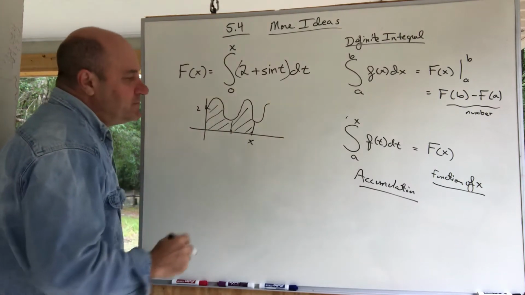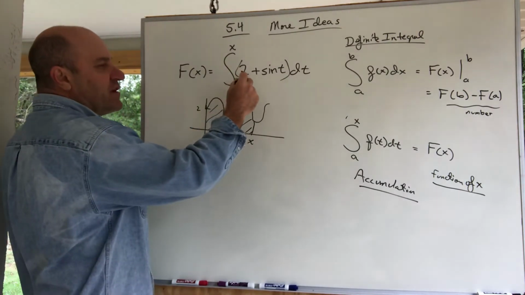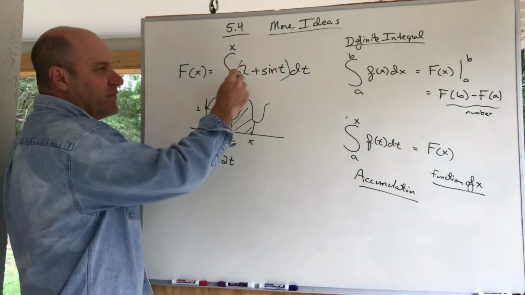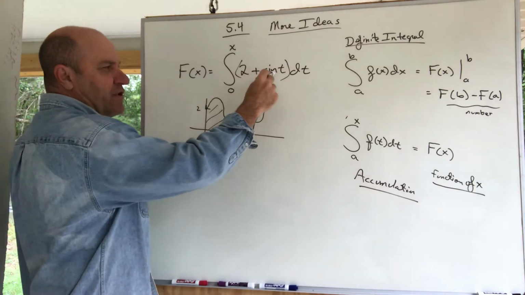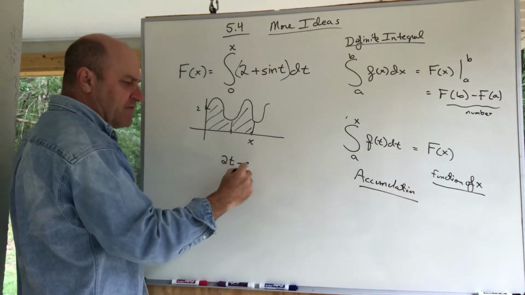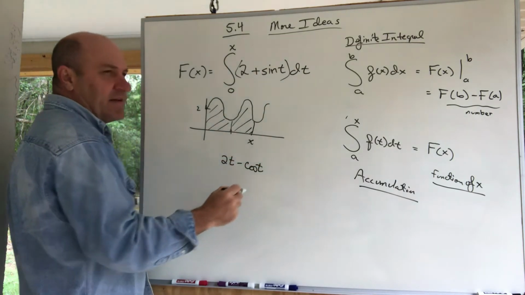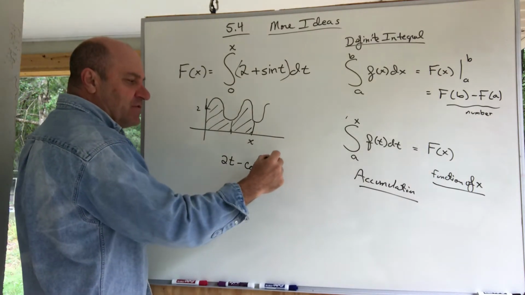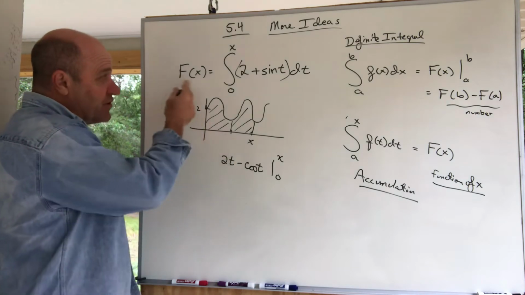You can do it. Let's do the integration. You get 2t when you integrate with respect to t. When you integrate a sine, I think you get negative cosine. I think that's right. And then you're going to evaluate from 0 to x. And this will be your accumulation function.